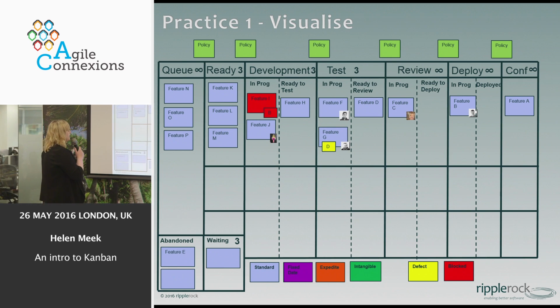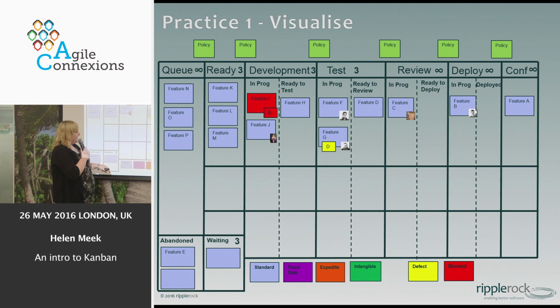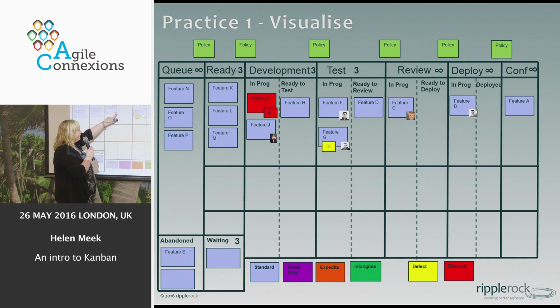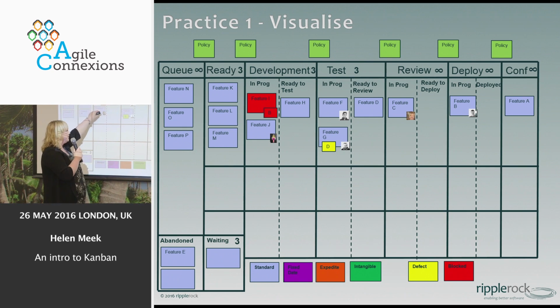We'll talk about more policies. Now, other things that you might have on your board: visual indicators, avatars with pictures of your people on, and different colours for blockers. Most people tend to do that now.